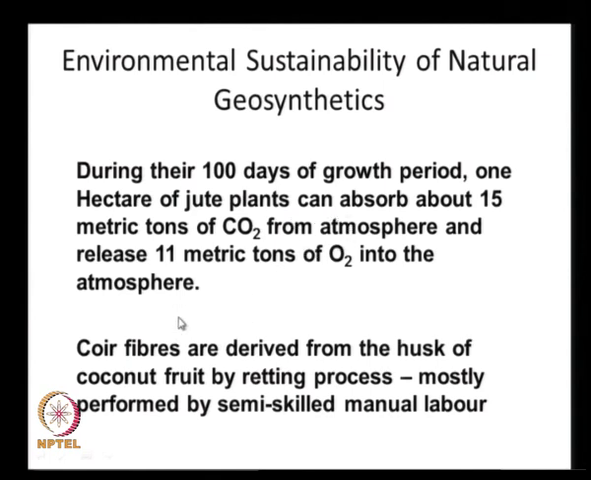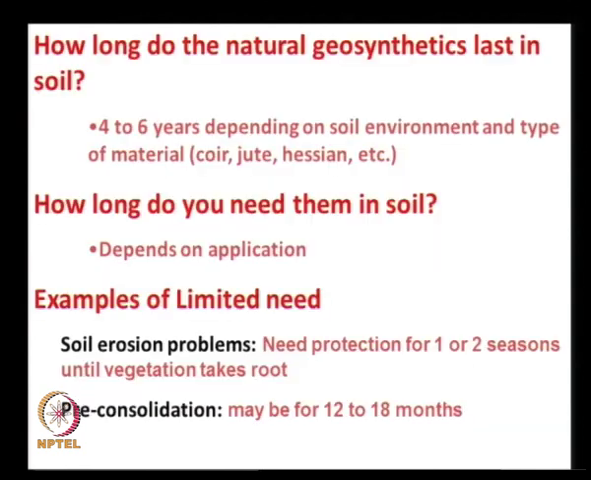And the coir fibers that we use for making coir geotextiles or coir ropes are entirely derived from the husk of coconut fruit by retting process, and it is mostly done by semi skilled and manual labor. Both the jute processing and the coir processing are labor intensive, and they provide a lot of employment for the rural people.